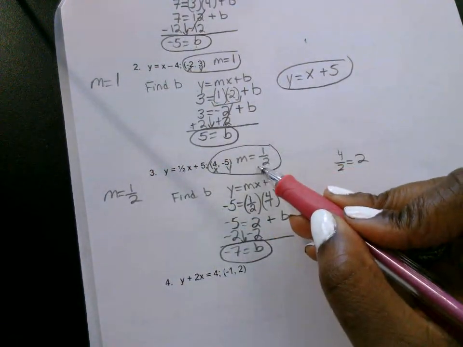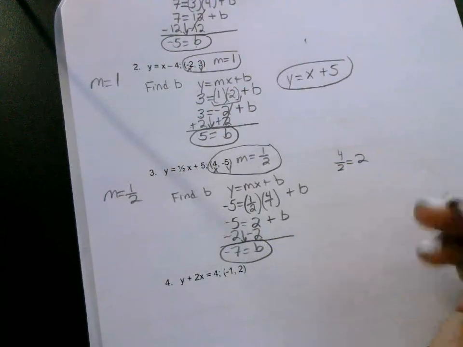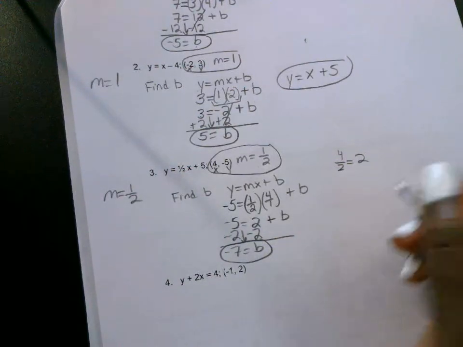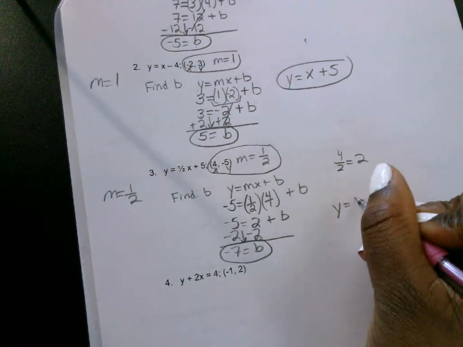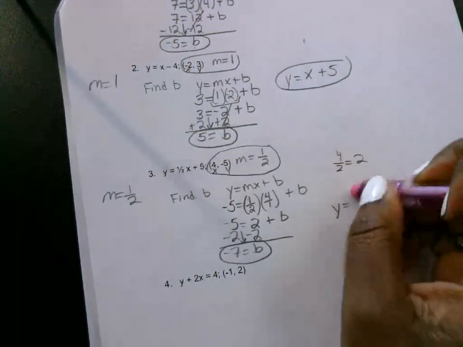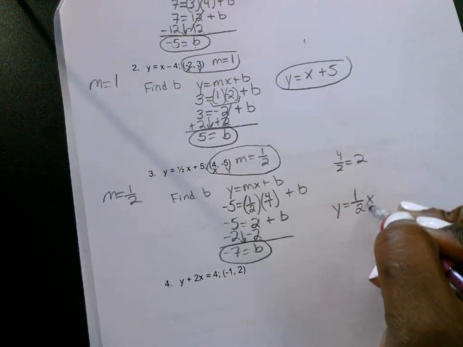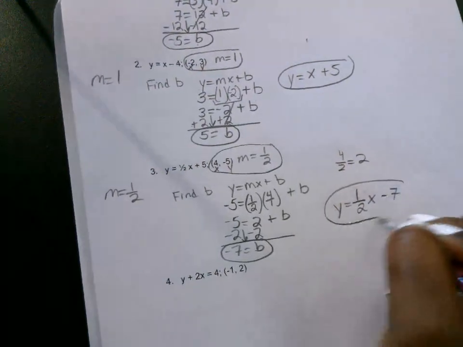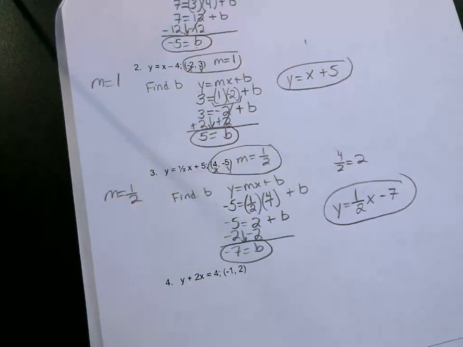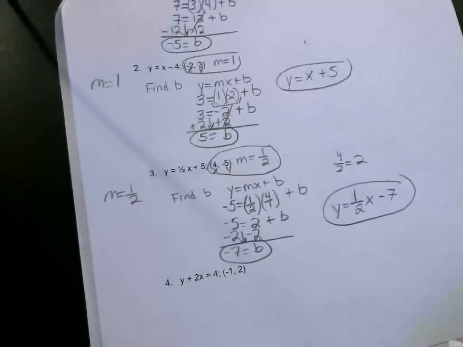So we got m and we got b. So how from there do we write the equation? Y equals 1/2 x -7. Yes, I don't know where I get that negative from. 1/2 x minus 7. Perfect. Raise your hand if you got that right. Oh, y'all did great. I'm so proud.